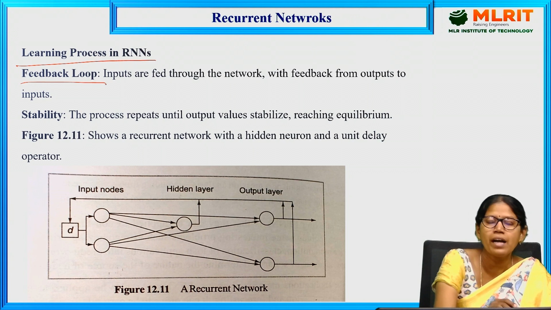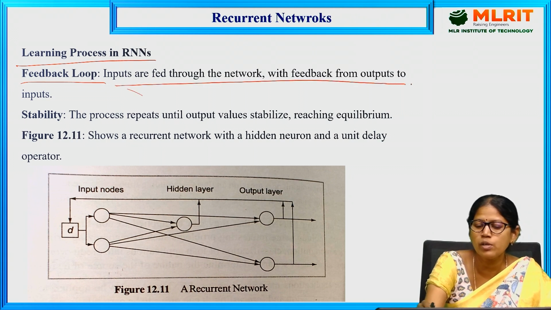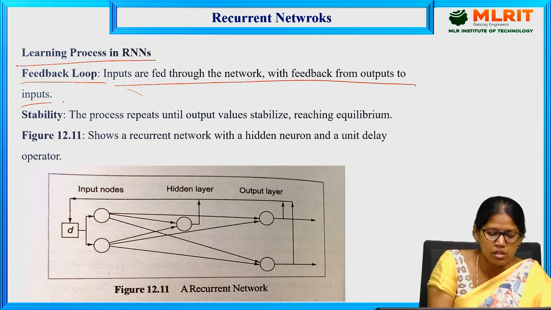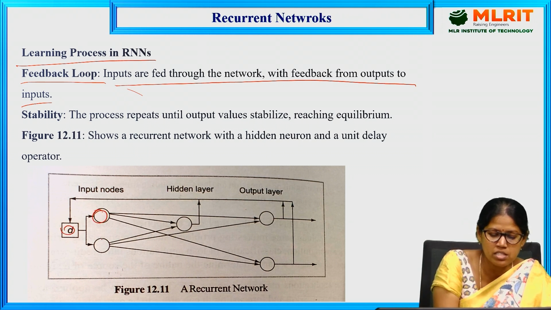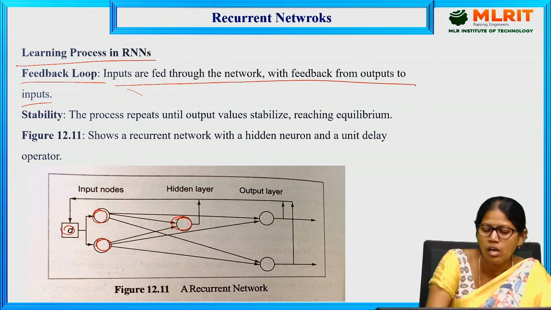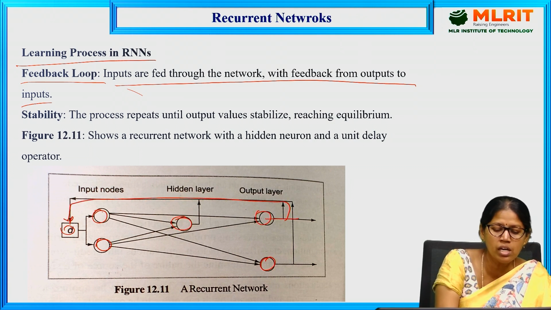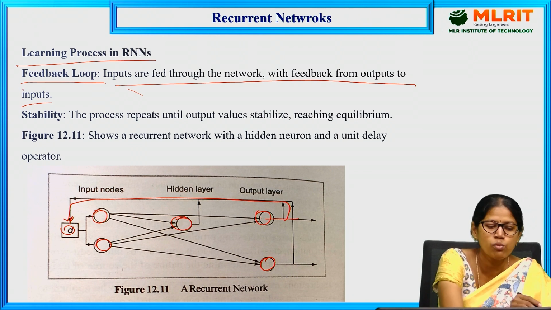Okay. How is the learning process in recurrent neural networks? First, the feedback loop: inputs are fed through the network with feedback from output to inputs. Look at the structure. This one is the delay operator, and these are the input nodes, one hidden node and the output node. The output is fed back to the input nodes. That is the feedback loop.